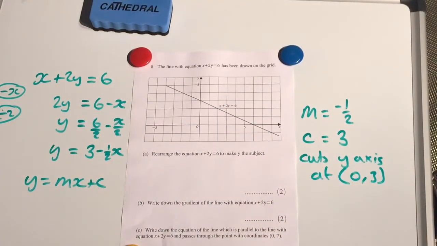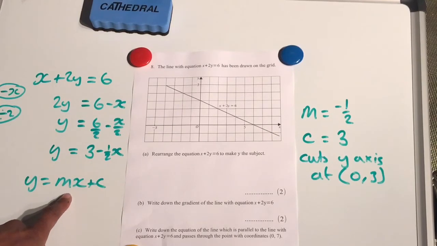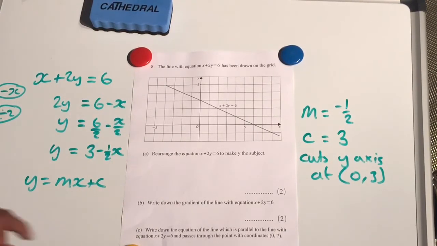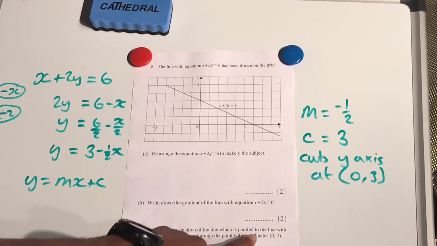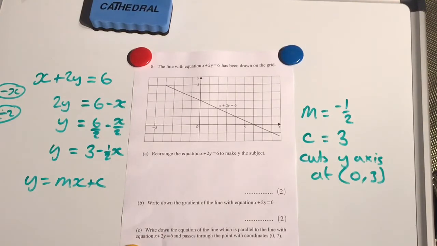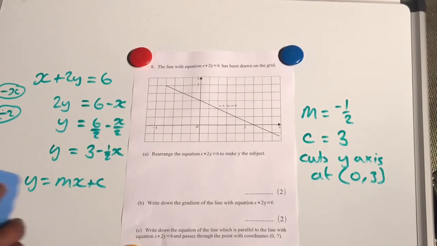So by rearranging an equation that's written in a different format into a format that is pretty much y equals something, we'll be able to see the m and the c from our equation. All right. This bottom question down here: write down the equation of the line which is parallel to the line with equation x plus 2y equals 6 and passes through the point with coordinates 0, 7.